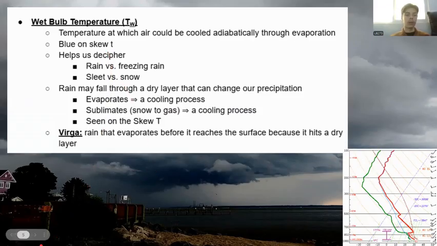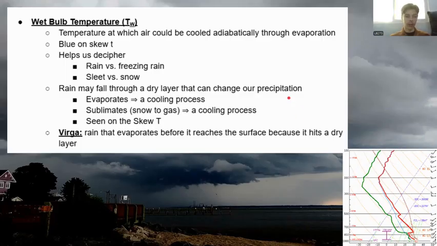In other words, this is going to be the temperature at which air could be cooled adiabatically through evaporation. It's going to be this blue line on the Skew-T log P that we're going to talk about more soon. But remember, the red line is temperature, the green one is dew point, and then this blue one is going to be our wet bulb temperature. This blue line is going to help us know something different than what our green or red can tell us, which is that there can be fine lines between types of precipitation.